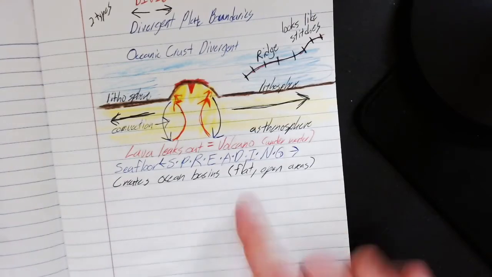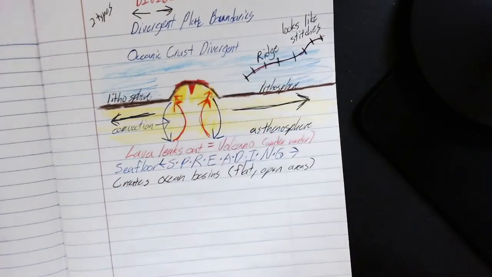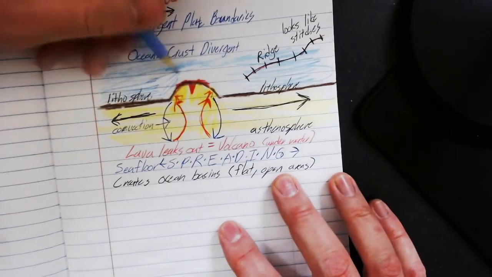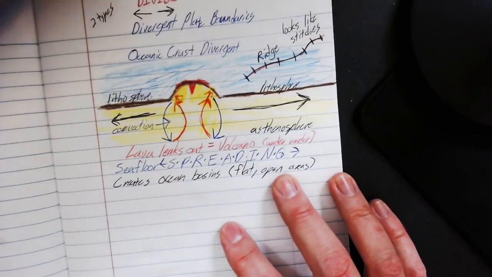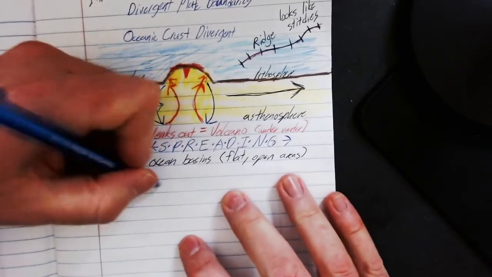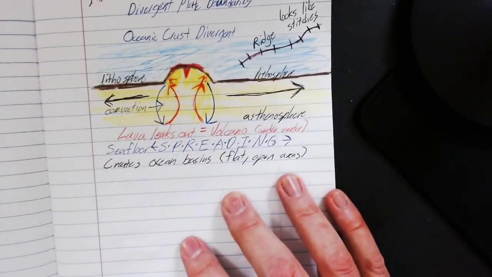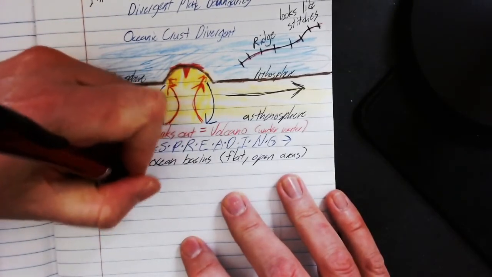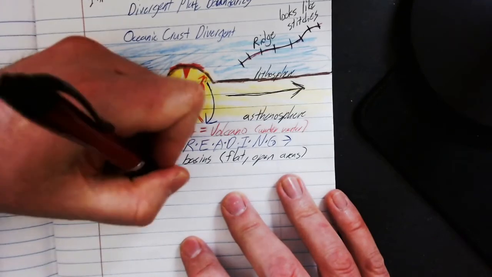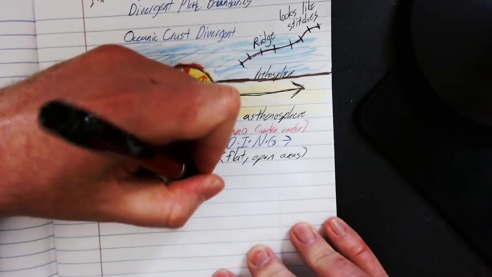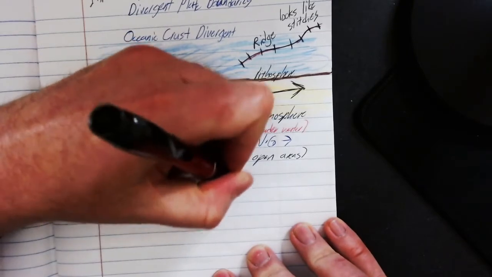Okay, so let's go from ocean crust divergent. Oh, I'm going to color in my water. It doesn't make a bubble. There's still water down here. All right, so we're going to go from oceanic crust to the land. I'm going to write it in black. Continental crust divergent.